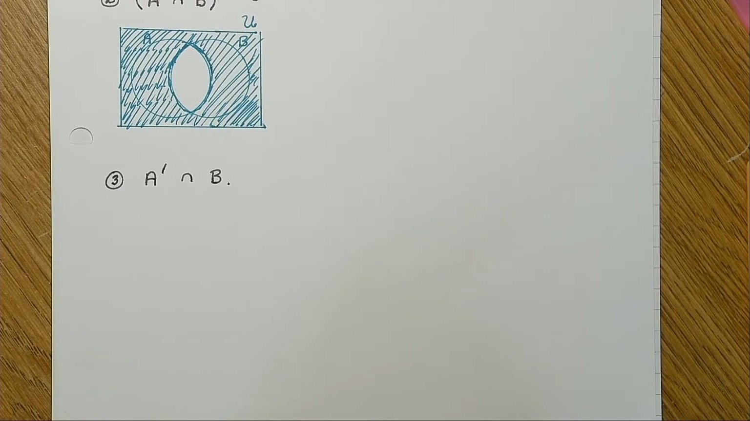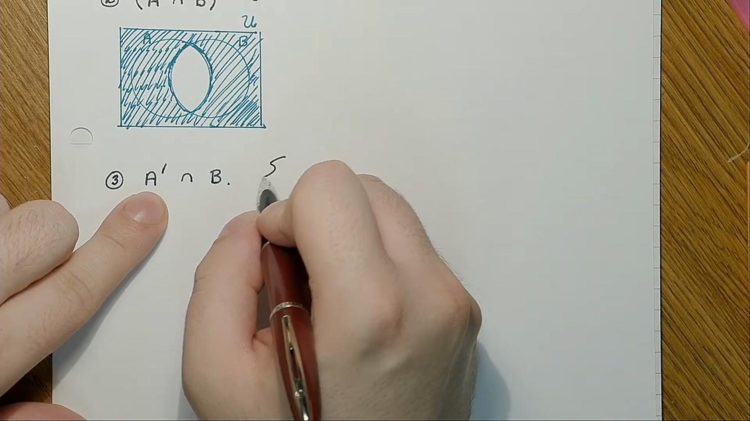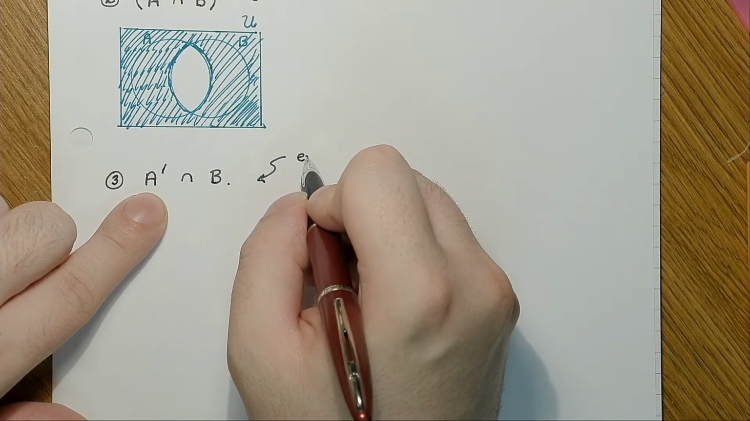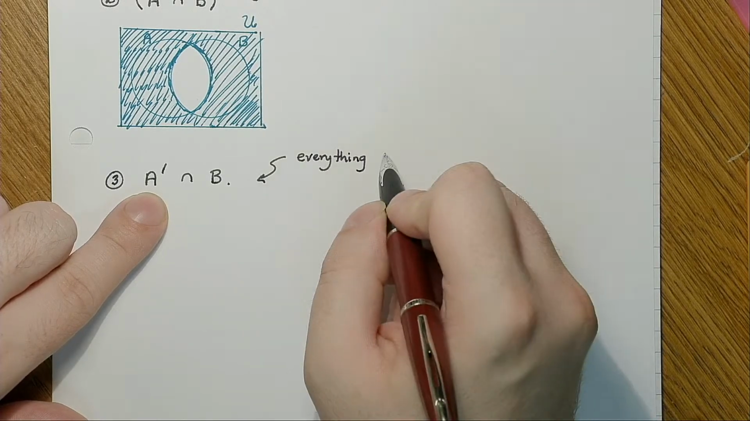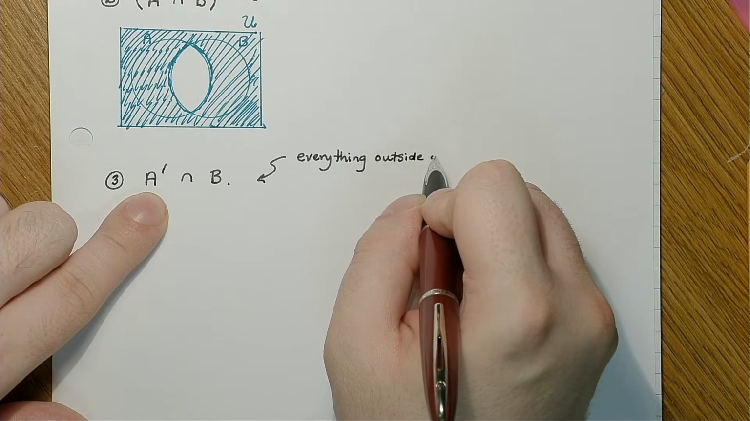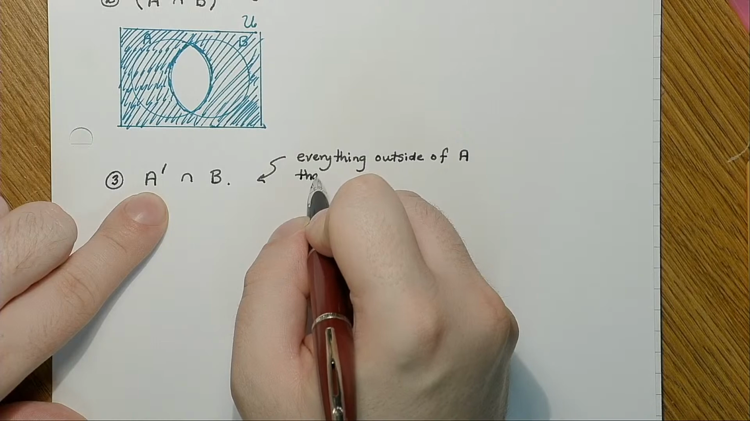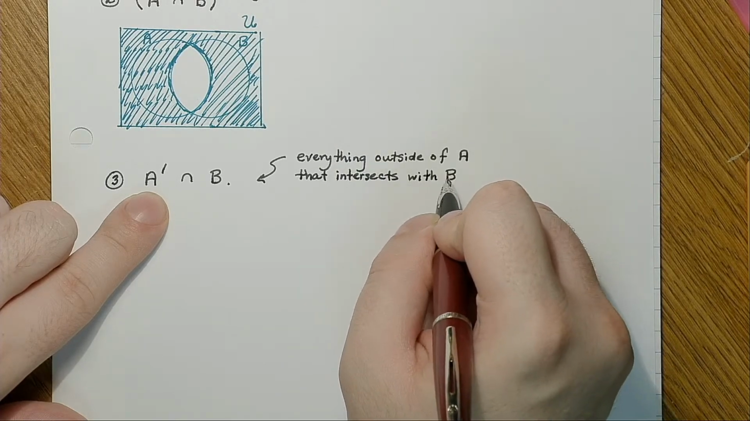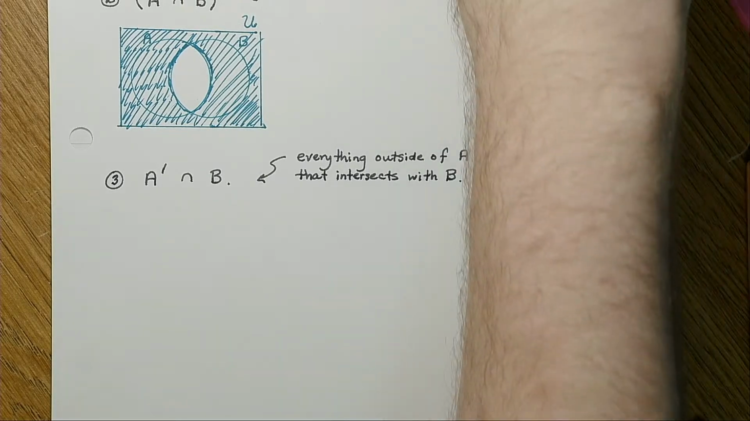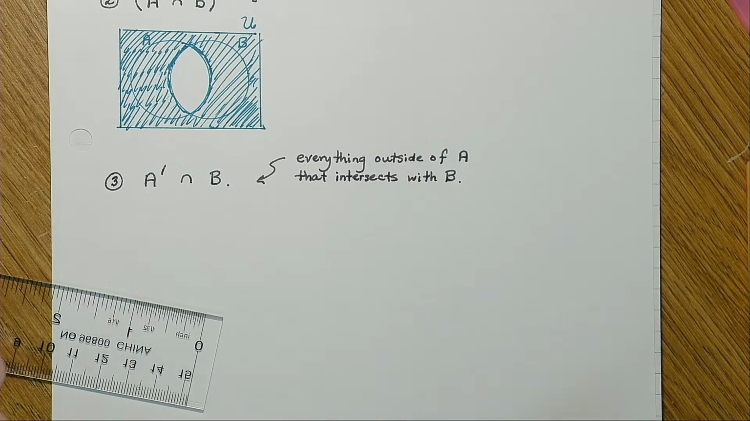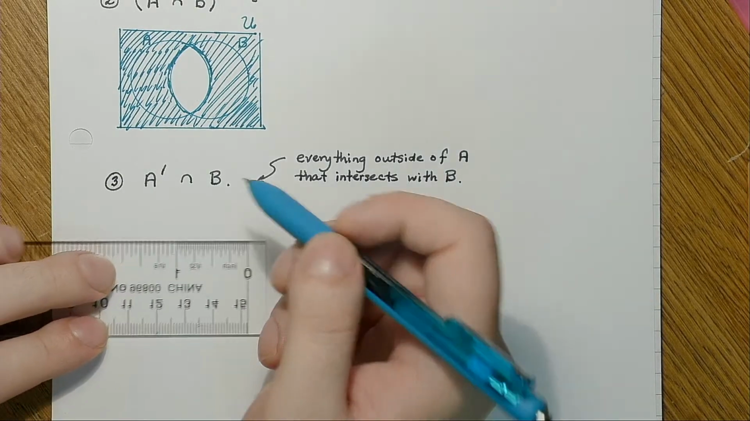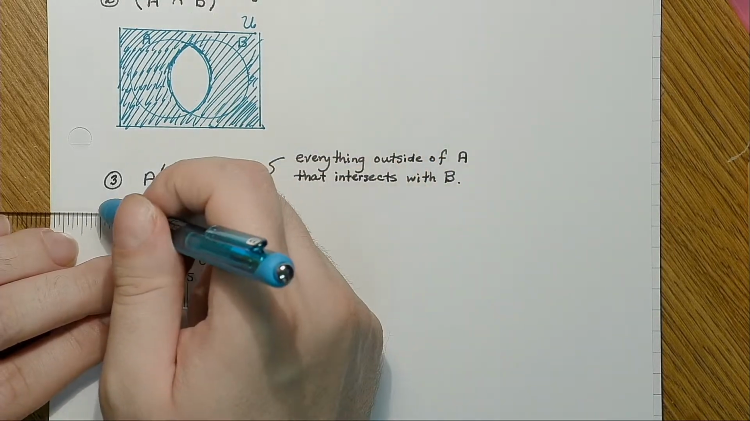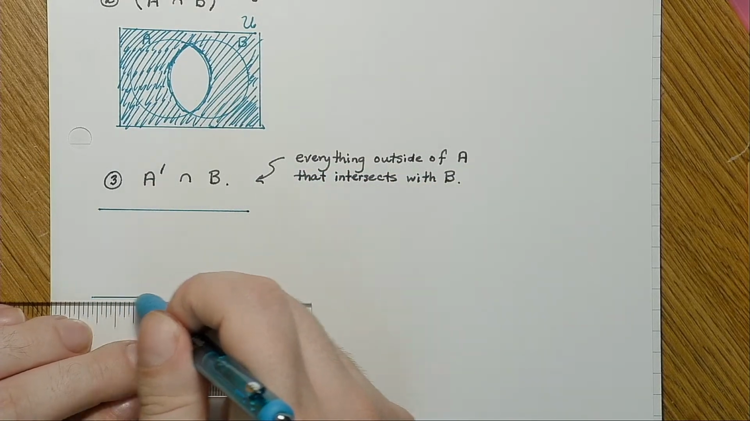Okay, so this one we'll do A prime intersect B. So if we kind of read that, it's everything outside of A that intersects with B. So if you're having a hard time visualizing that, I would say draw out the two steps. So here we go.